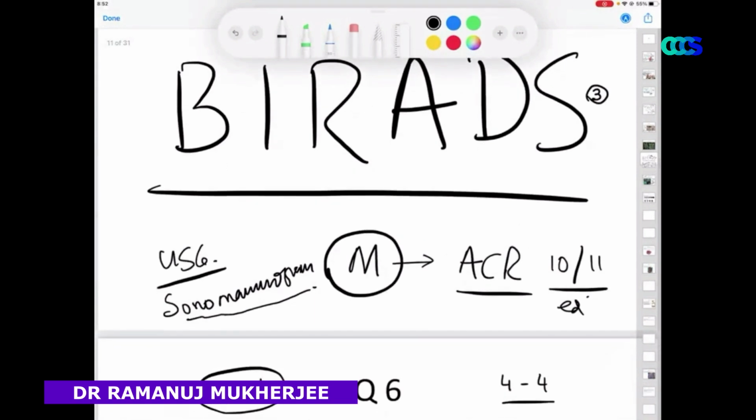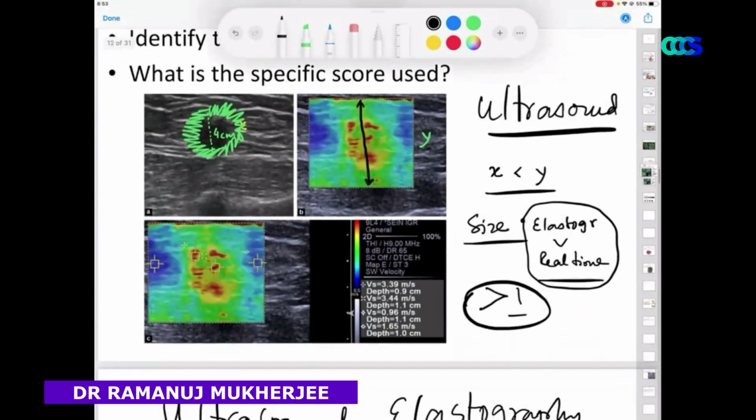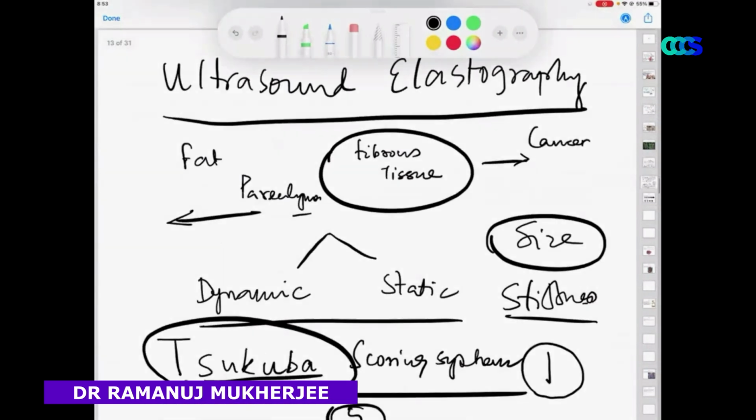And what is the name of the scoring system that I told you? Let me see how many of you remember. Wow, Tsukuba. Good man. Tsukuba. Okay, good one. So you can change your WhatsApp DP to this. Good. That's it. So now you remember this one.